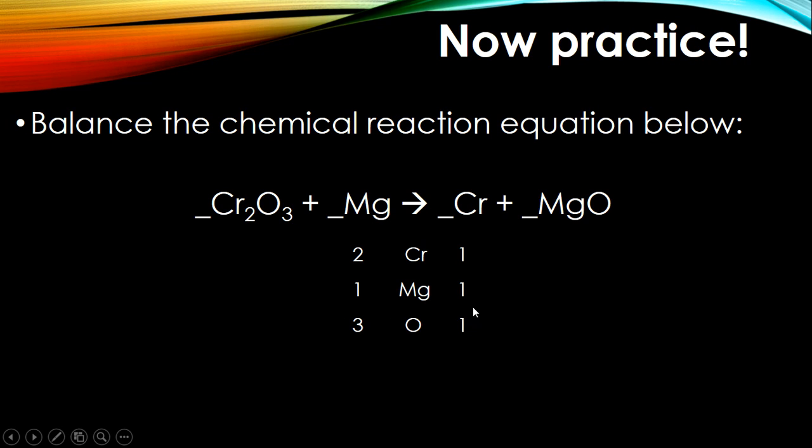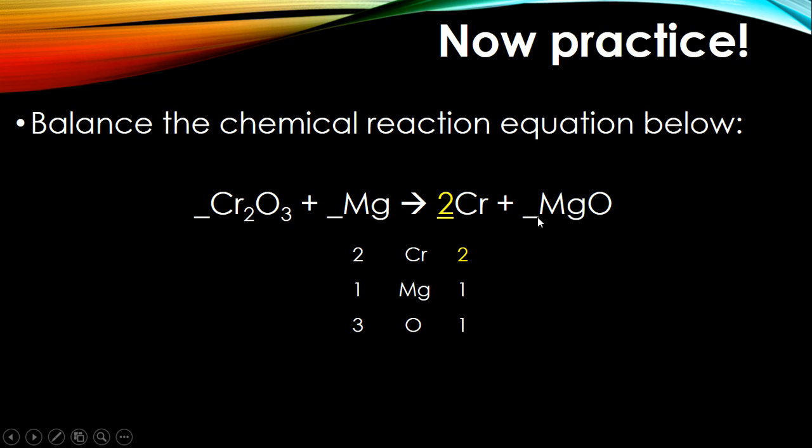So my first step is I'm going to start with something that is not hydrogen or oxygen, all right? And since my magnesium is balanced, I'm going to start with chromium. If I have 2 on this side and I want 2 on this side, I'm going to put a 2 right here, which changes the amount of chromium I have from 1 to 2. All right, so that's step 1. And now I'm going to say, okay, my magnesium is balanced, but my oxygen is not balanced. I have 3 on the reactant side, and I only have 1 on the product side.